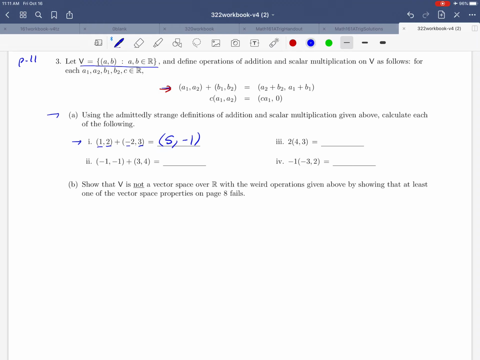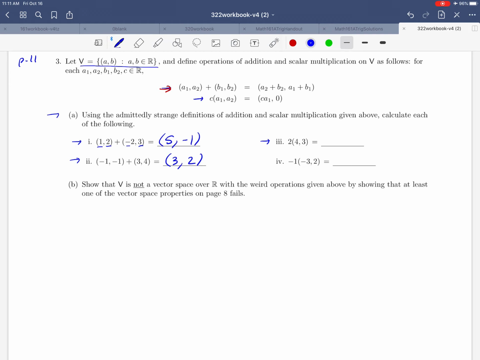Okay, and let's see, what about right below it? Well, same thing. If we want to take (-1, 1) plus (3, 4), we're going to first add the second two coordinates. Negative 1 plus 4 is 3. And then add the first two coordinates and get 2. Okay, and let's see, 2 times (4, 3).